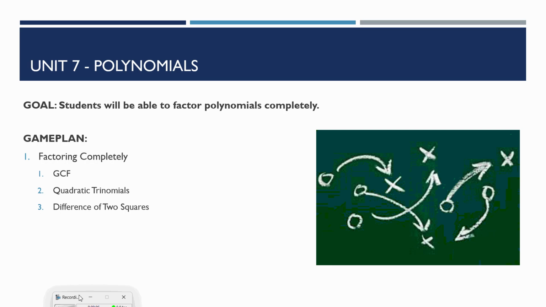We're going to talk about factoring polynomials completely. Now, we have learned three different methods: factoring out a GCF, greatest common factor, factoring quadratic trinomials, and factoring difference of two squares. And so today we're going to kind of put them all together. By the end of this, you need to be able to factor using various methods as needed, but also be able to identify which method is the correct method to use.